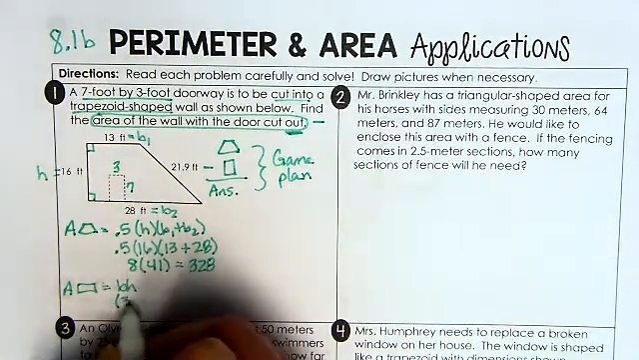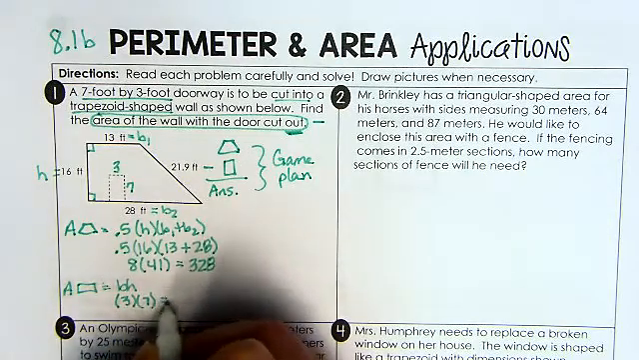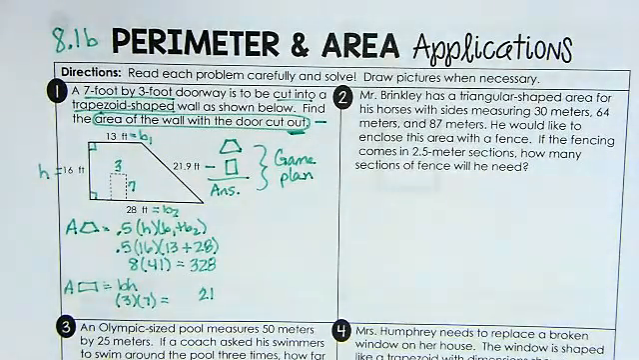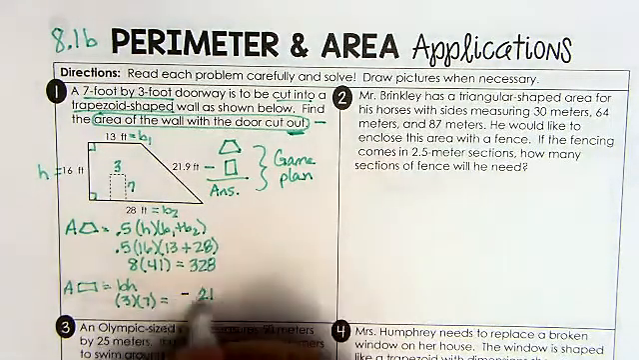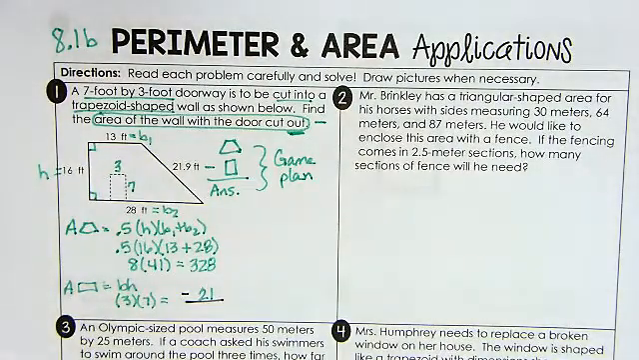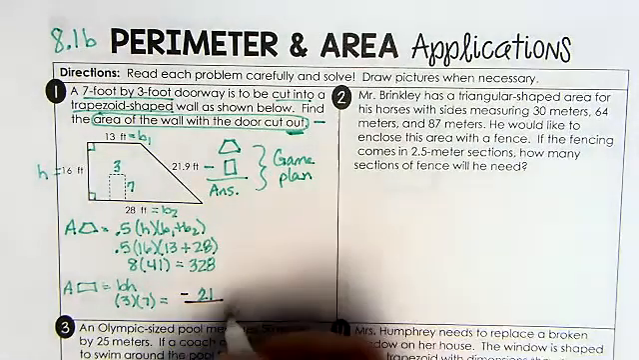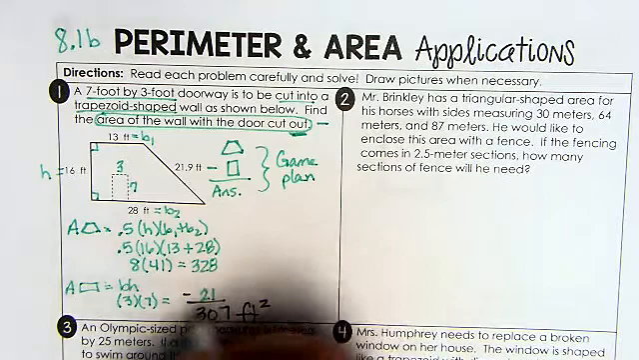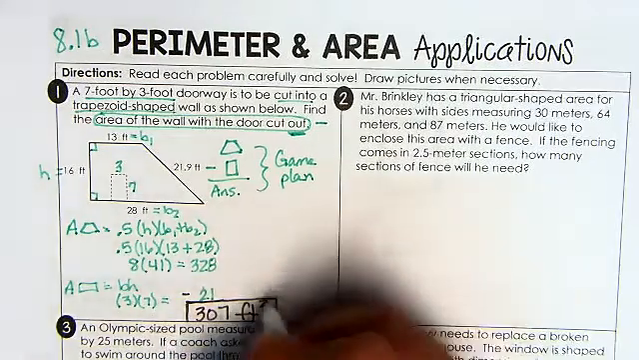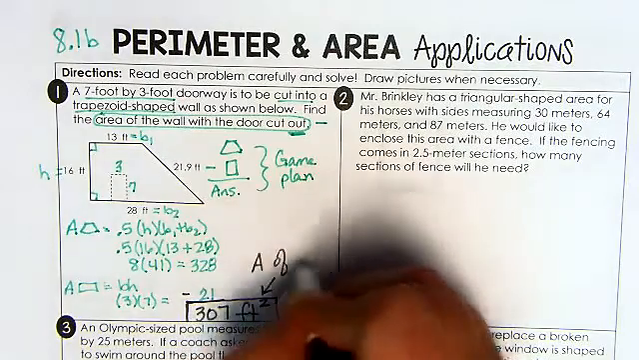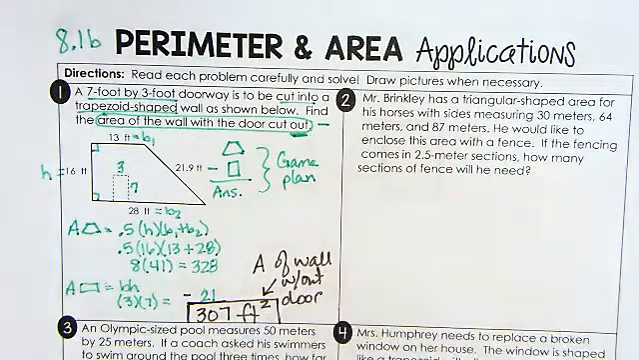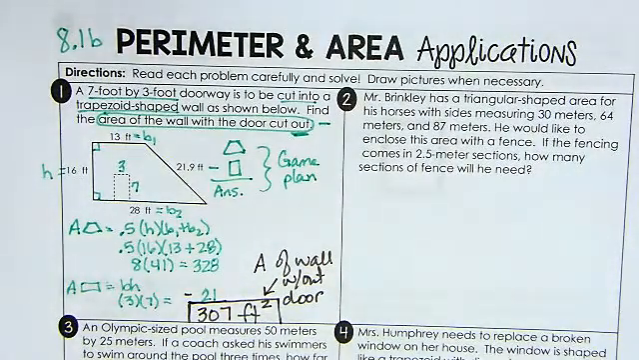So now I need to find the area of the rectangle, which is base times height. So that's going to be 3 times 7, which is 21. Now, if you remember our game plan, we said that we subtract these two. So I have 328 minus 21, which gives me 307 feet squared. That is the area of the wall without the door.